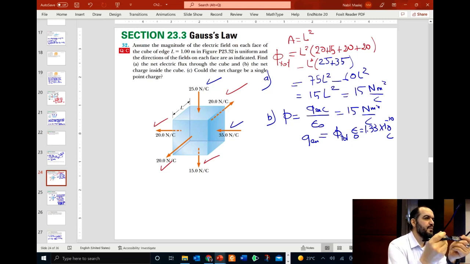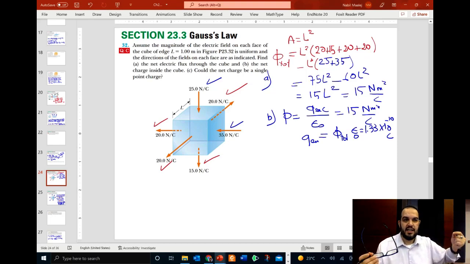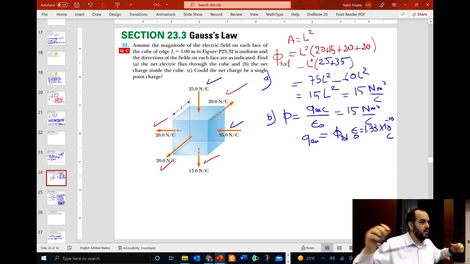Okay, so thank you. Now, if we had one charge, it's going to be either positive or negative. So if we have a positive charge, all the electric field will be pointing away. And if we have a negative charge, all the electric field will be pointing towards the cube. The fact that for some areas it's away and some areas towards means we have more than one charge. Some of them are positive and some negative.